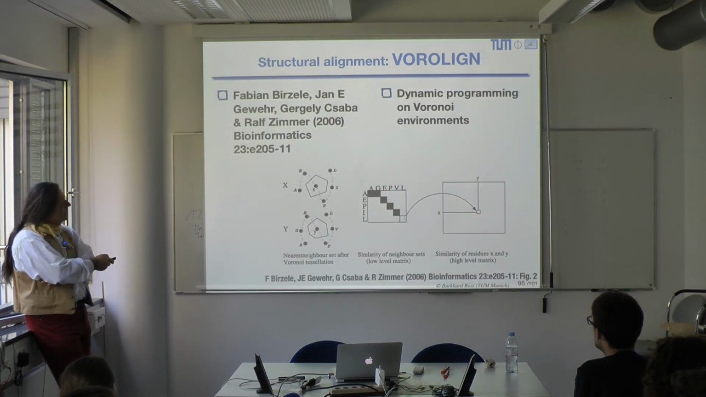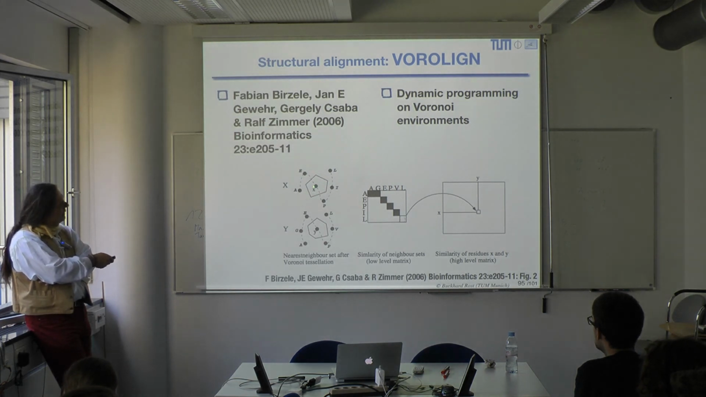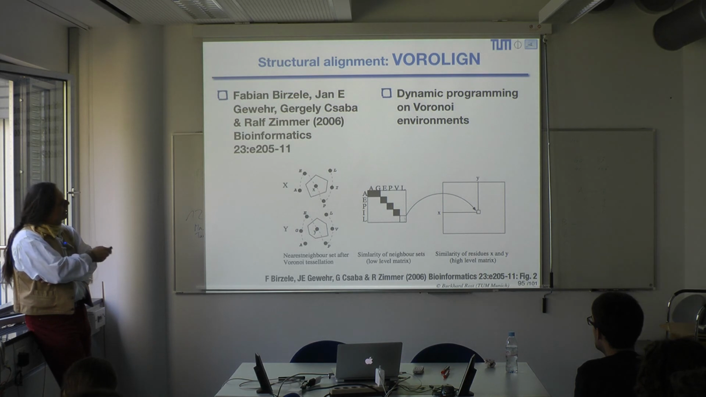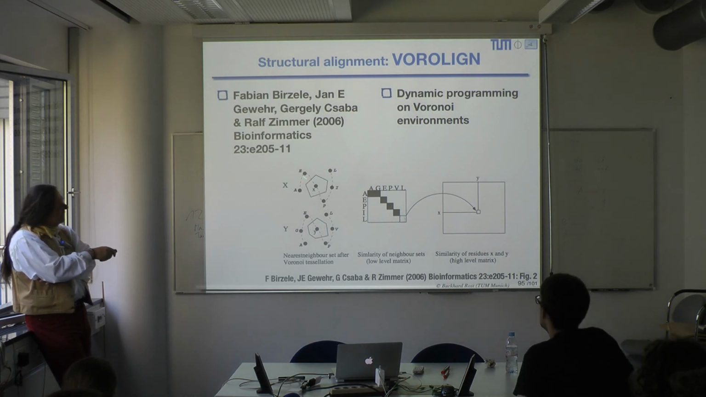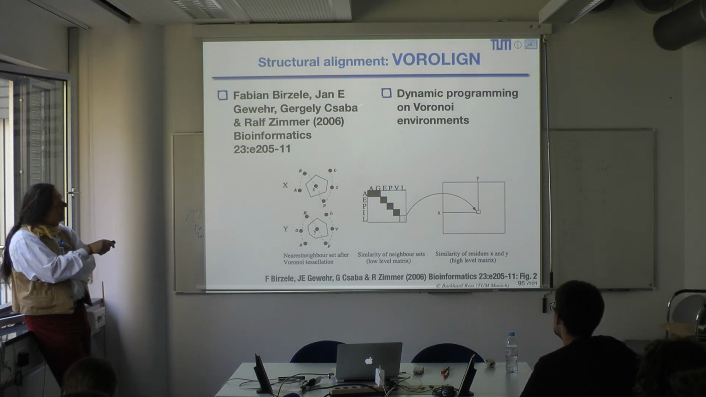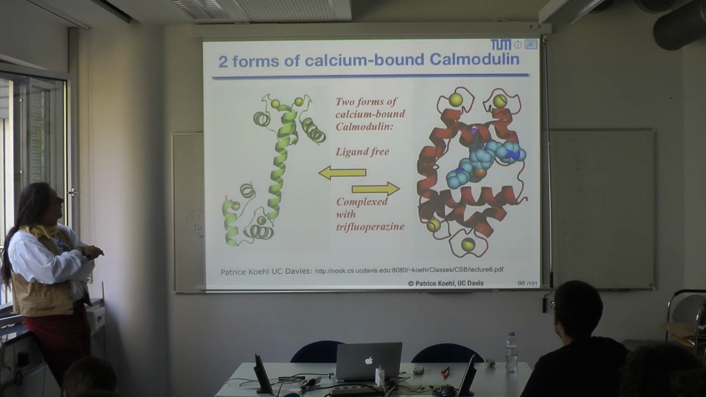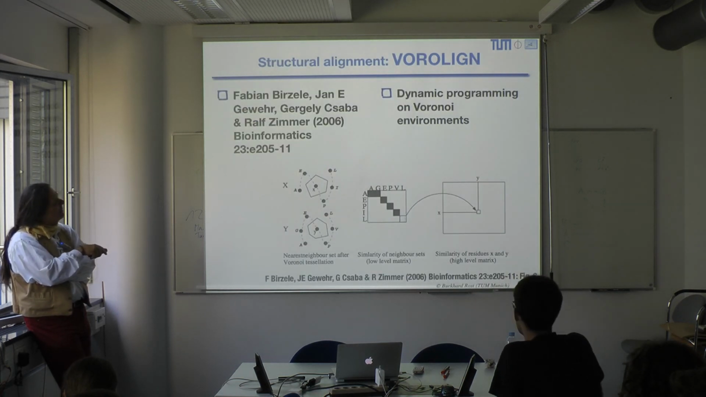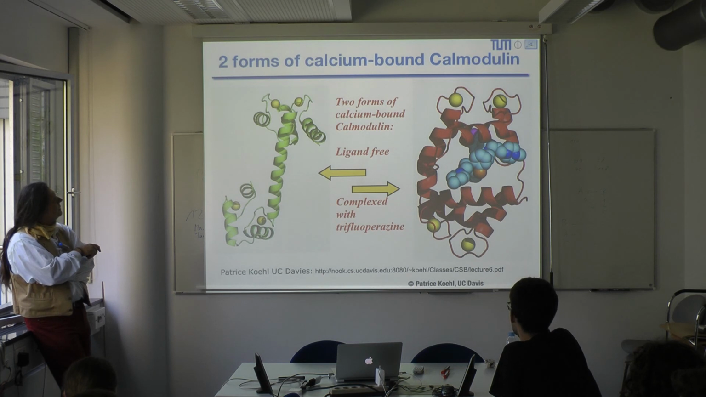Here the idea is simply you look at local environments, graph environments, and then align those against each other. The advantage here is once you get it to the Voronoi trees or Voronoi graphs, you in fact can map it to a simple dynamic programming. That's the great aspect of that. It's very fast, it works very well. But I do not know that many people use it except for the authors.